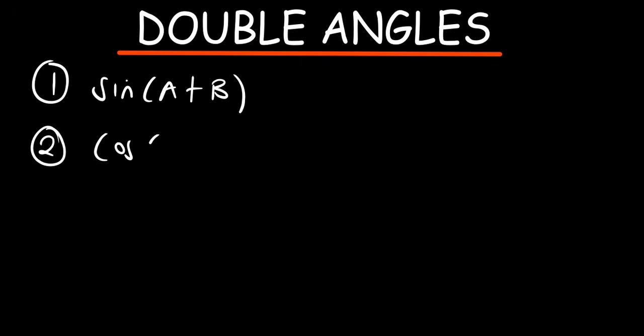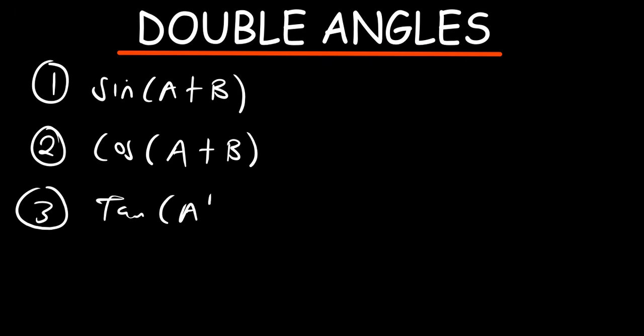Now let's talk about what we call double angles. For double angles, we're supposed to know how to find the double angle for each one of them. So we can say sine A plus B. We're supposed to know how to find cos A plus B, and for tan, tan A plus B. Now this would also mean the minus part of each one of them. Okay, so let's solve. Let's start with the first one, for sine.